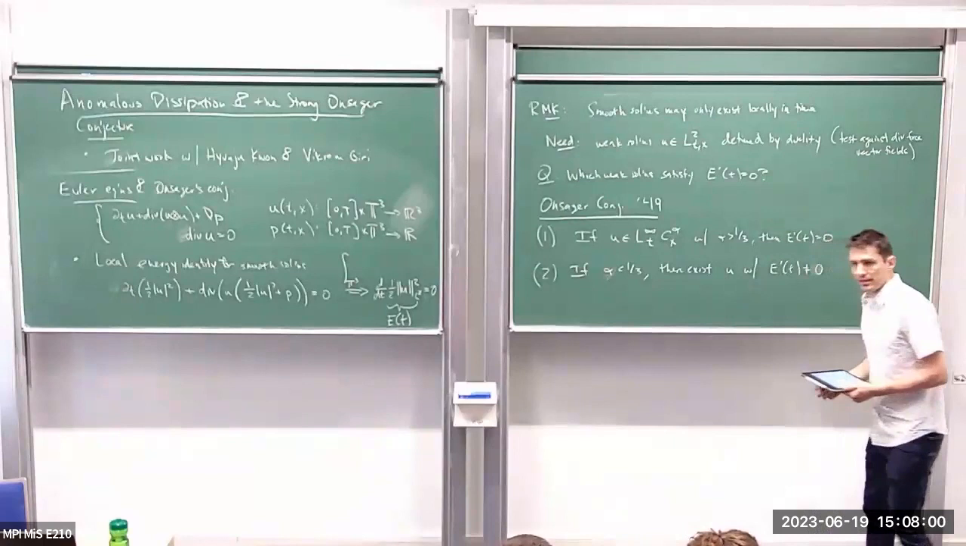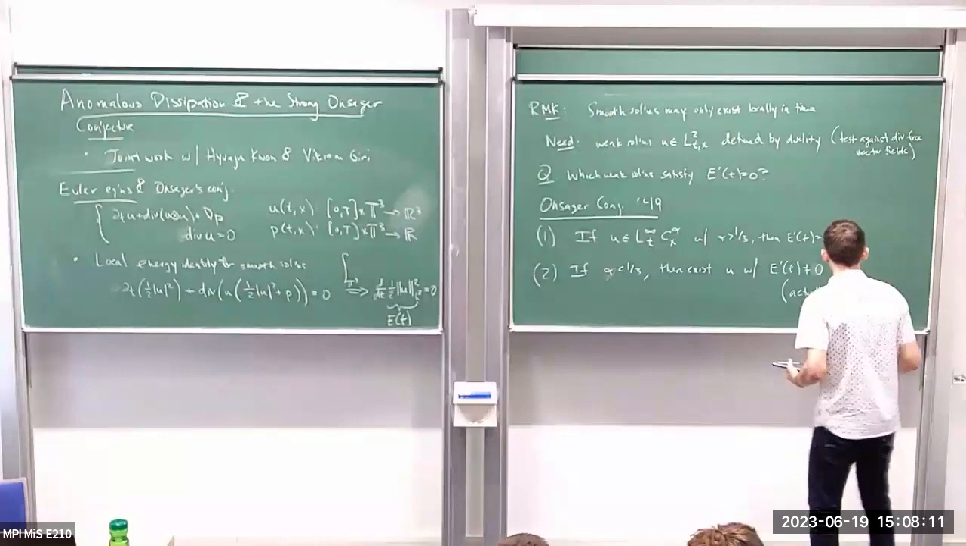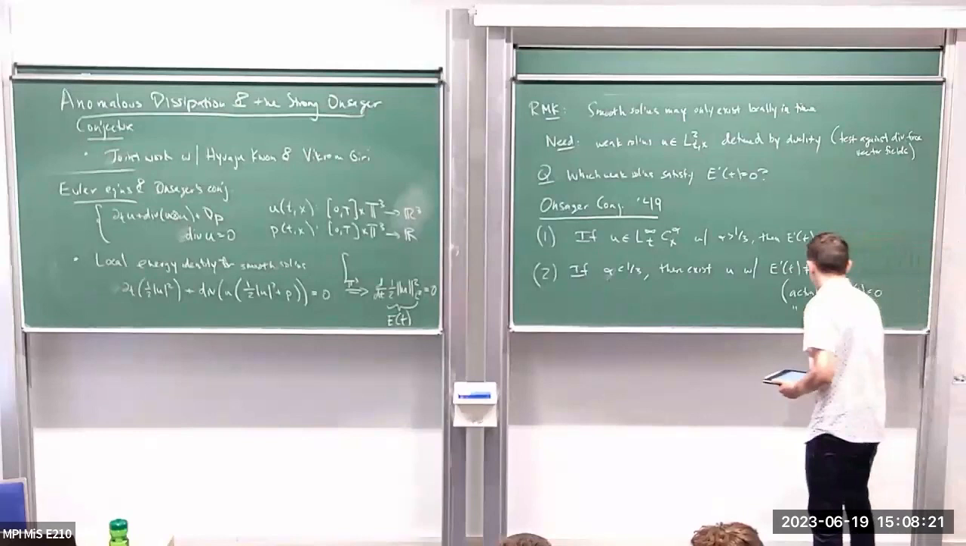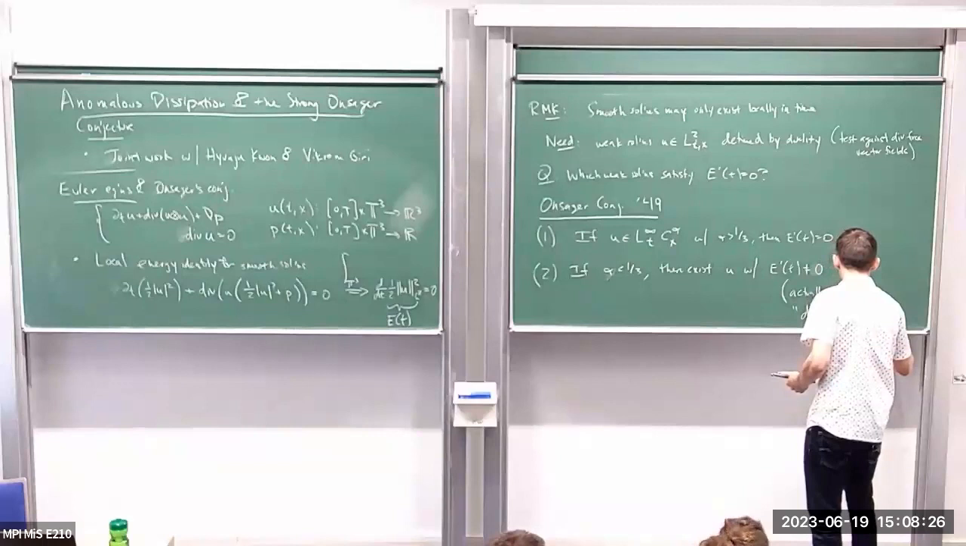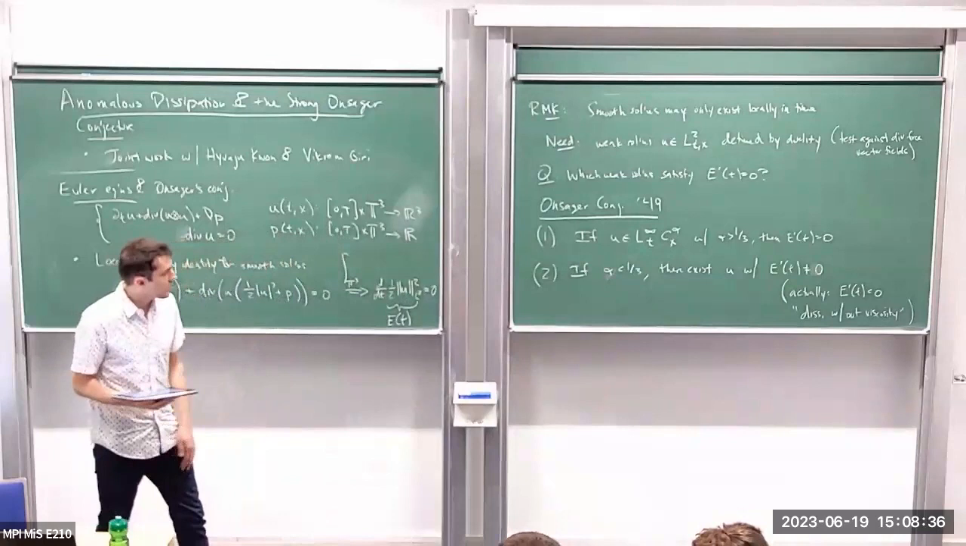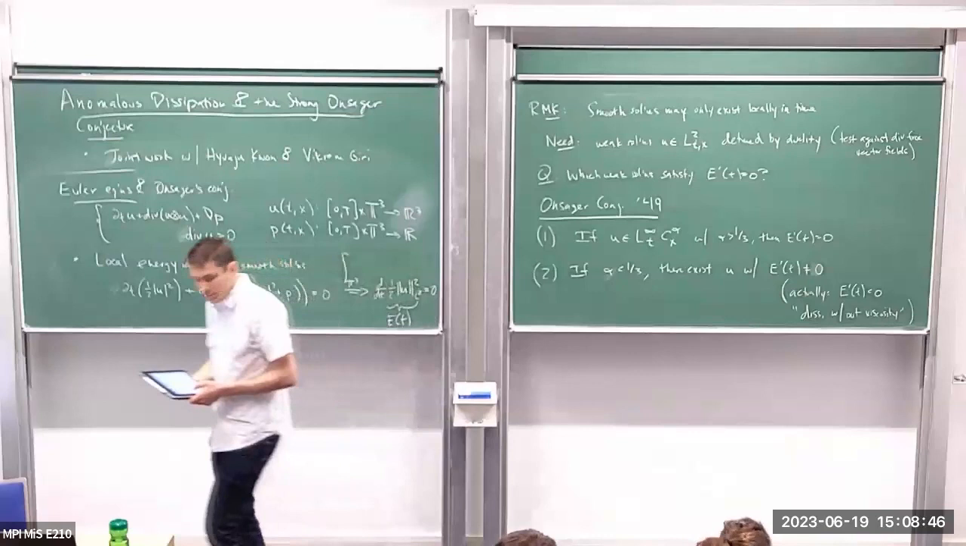Now, his actual conjecture said that he conjectured that E prime of t ought to be less than zero. And the phrase he used was something like dissipation without viscosity. But at the moment, I've just written down the PDE, which is time reversible. So if you give me a solution with decreasing kinetic energy, I can turn it around and give you one with increasing kinetic energy. But we'll actually motivate this property in a bit.